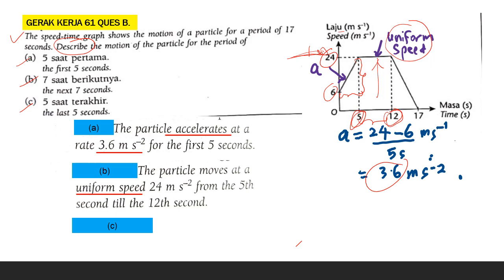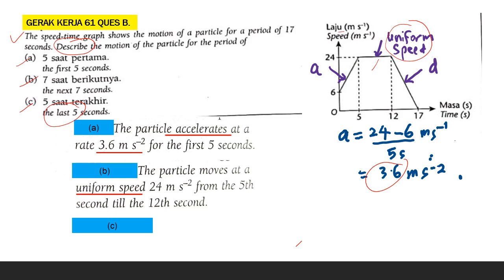Okay, next for C, for the last 5 seconds. For the last 5 seconds, it will be here. So what do you call this part? This part of the graph going down.